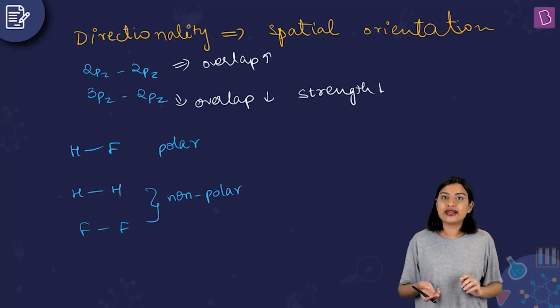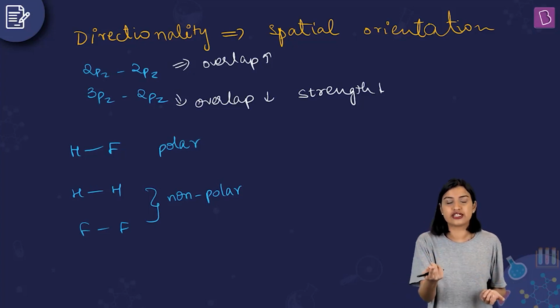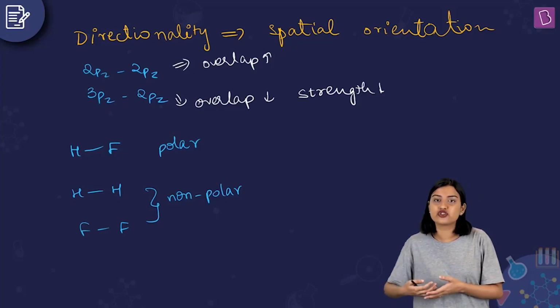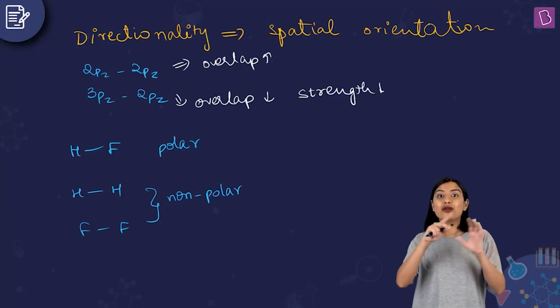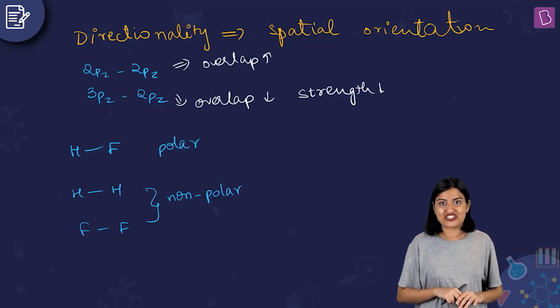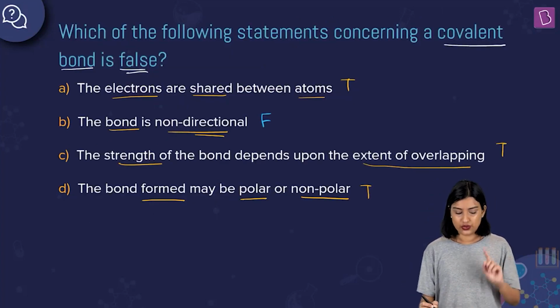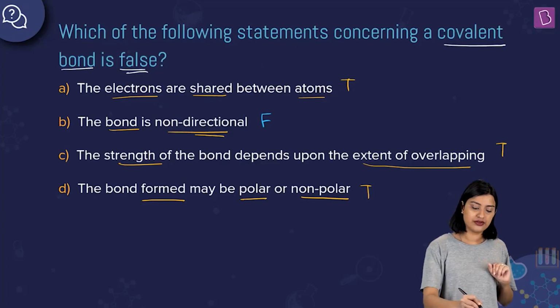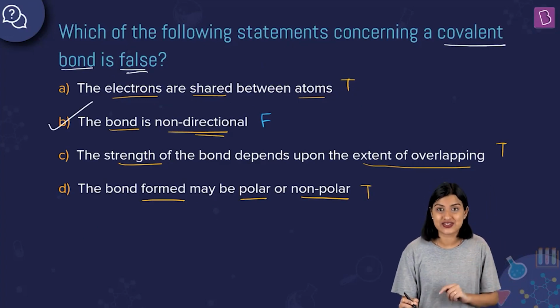Whereas when you look at HF, what is happening? Fluorine is definitely the most electronegative element, so it's going to pull the bond pair of electrons more towards itself. So your bond becomes polar in nature. So yes, this statement is most definitely true. We have one false statement, which means option B is going to be the right answer to this question.